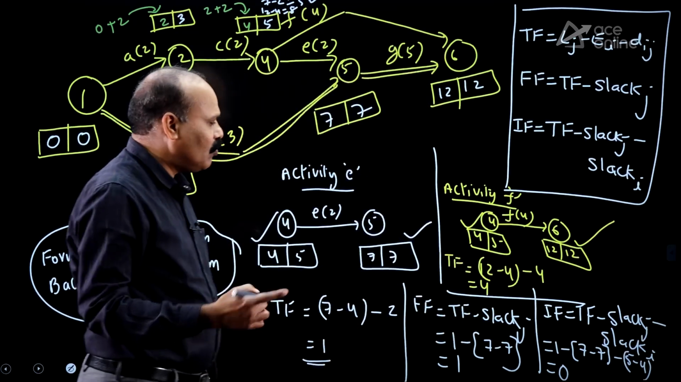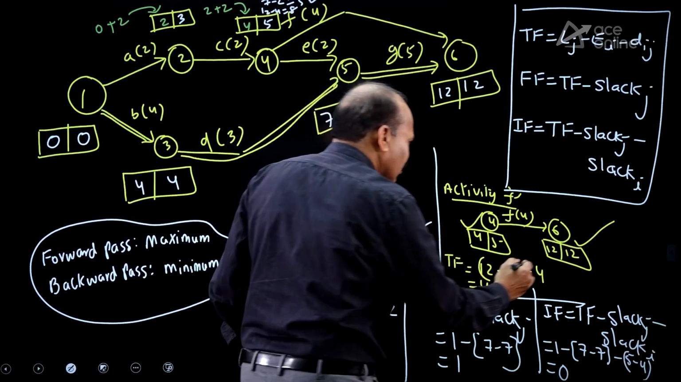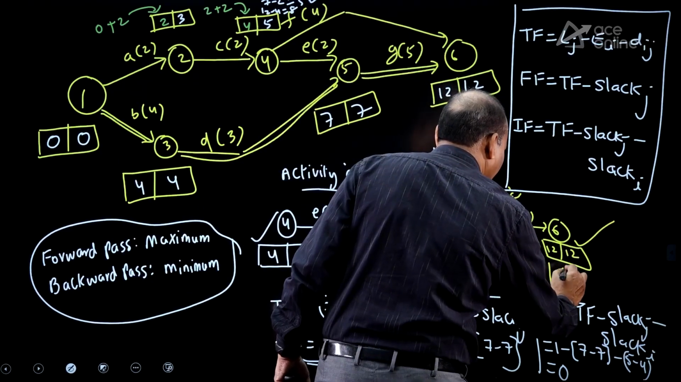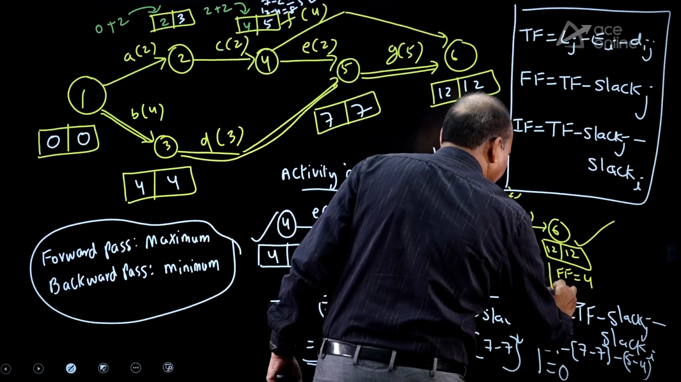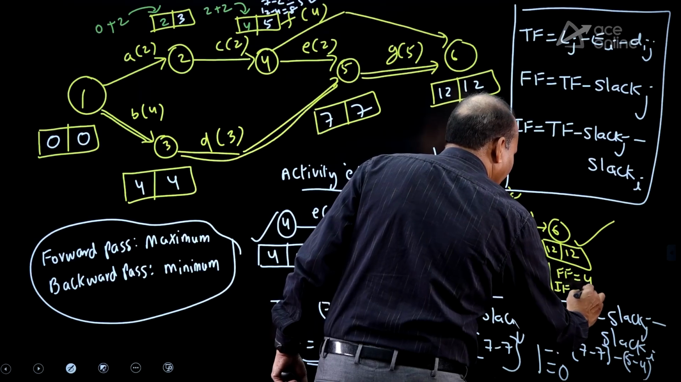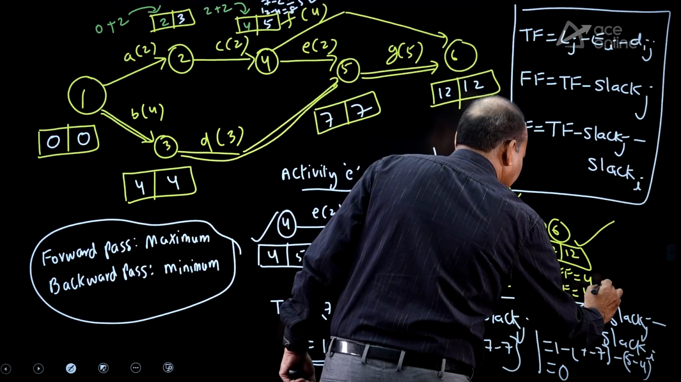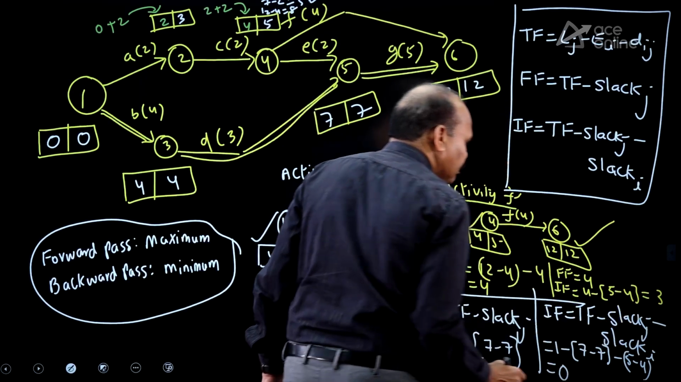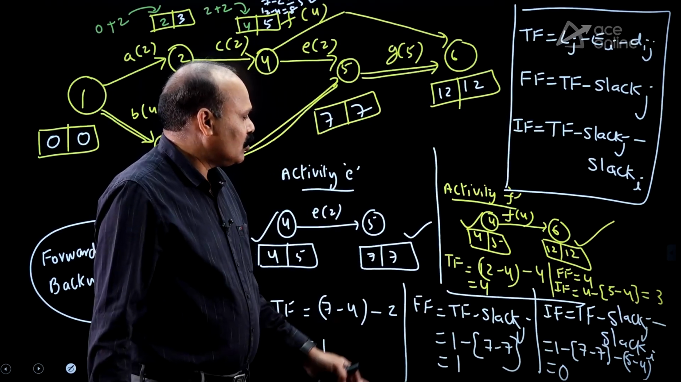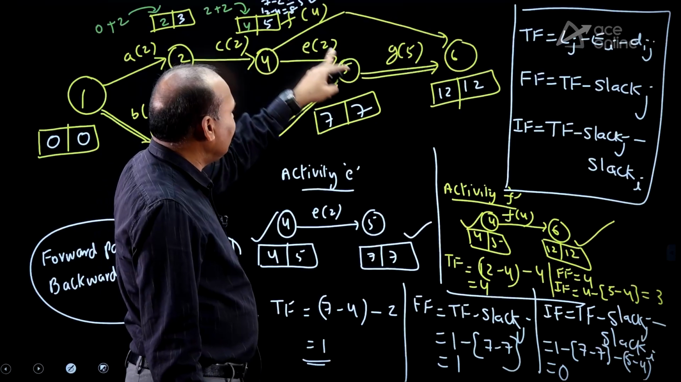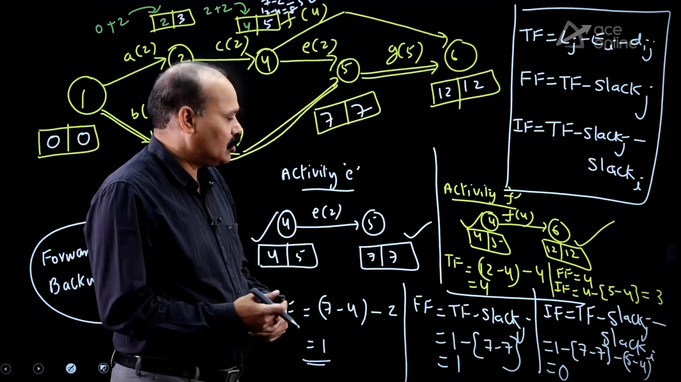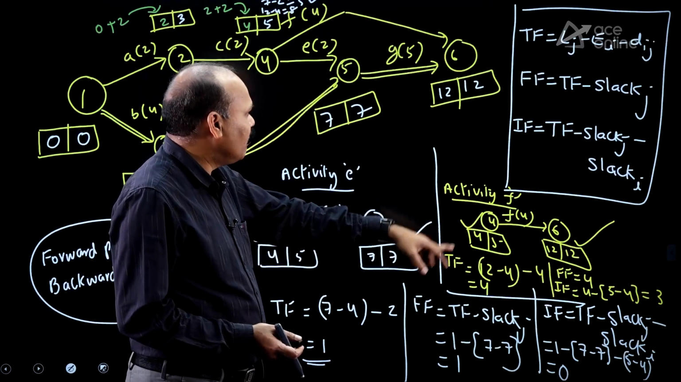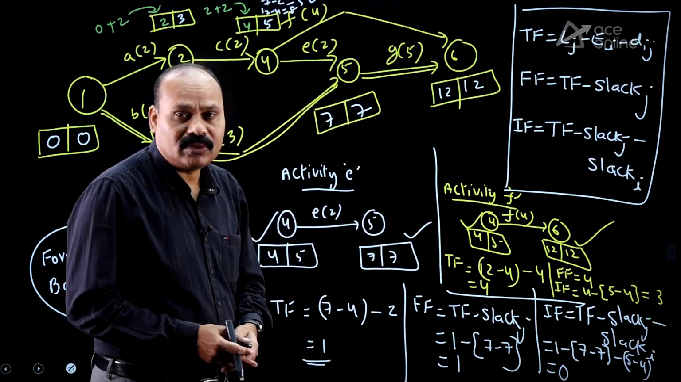Free float is equal to 4, independent float is equal to, so different values you will get. Free float is equal to same 4 only. Independent float is equal to 4 minus 5 minus 4, how much is it? 3. So, independent float for activity F is equal to 3. So, total float 4, free float 4, independent float is equal to 3.